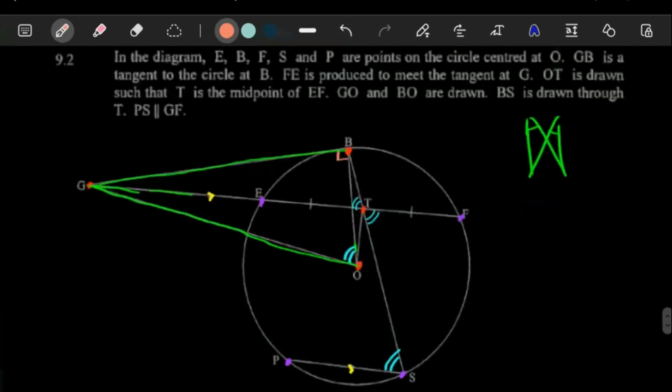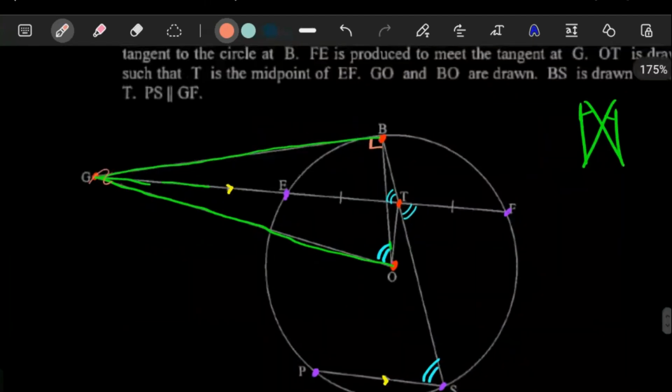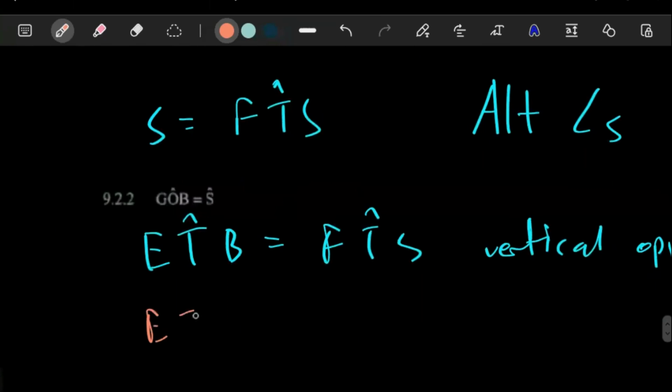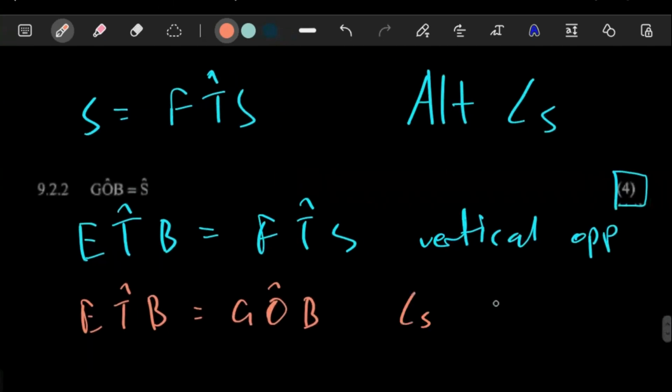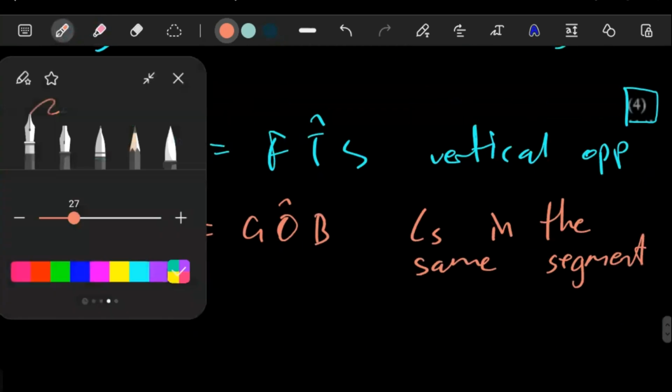And then what do we have now? Yeah, the ETB, we can say it's equal to GOB. ETB is equal to GOB. The reason for that is angles in the same segment. In the same segment. There we go.